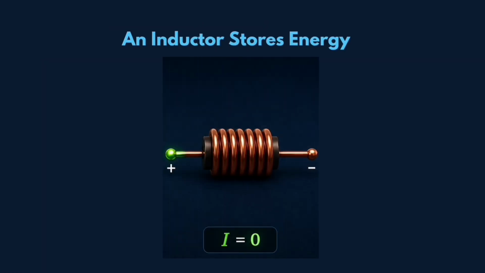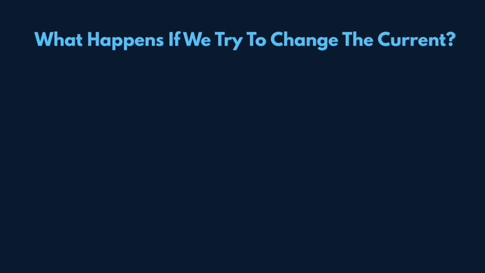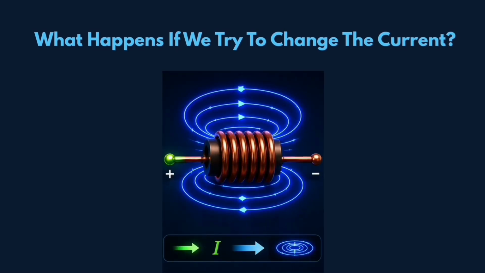Imagine a coil of wire. When current flows through the coil, it creates a magnetic field around it. This magnetic field stores energy. What happens if we try to change the current? Suppose current is flowing through the inductor. The magnetic field already exists.